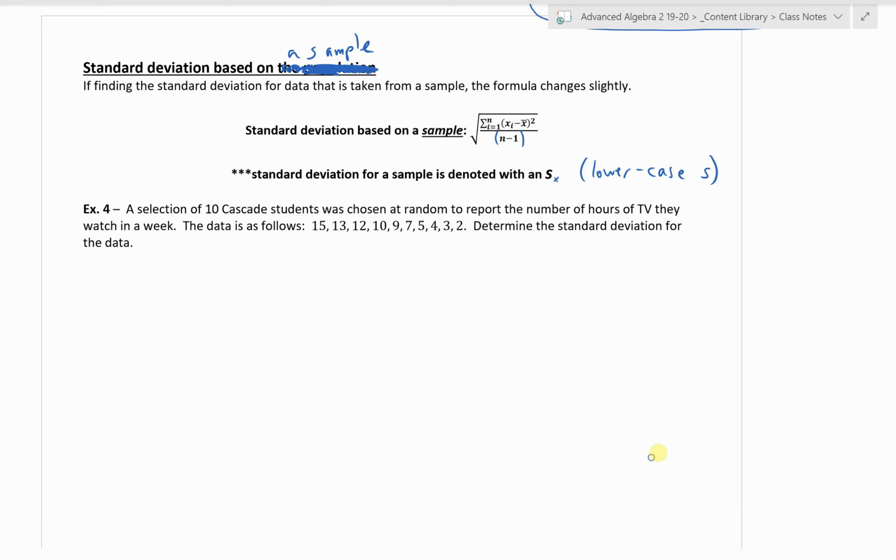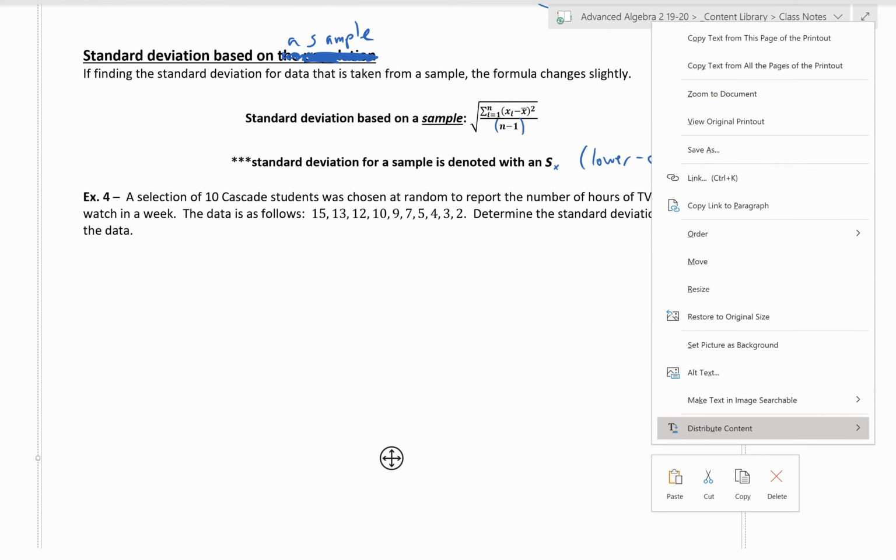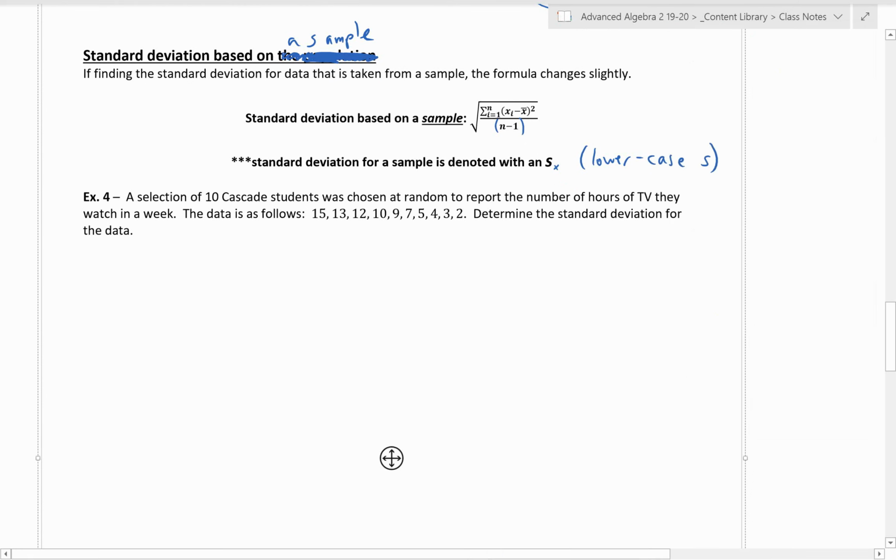So let's go ahead and find standard deviation for a sample. It's going to be all the same computations as we have done in the previous examples, but instead of dividing by n, we divide by n minus 1. Suppose we had a selection of 10 Cascade students who were chosen at random to report the number of hours of TV they watch in a week. The data is as follows. And we want to determine the standard deviation of the data. So 10 students is obviously not the population of Cascade students. It's clearly a sample. So we're going to be using our sample formula. But the process is going to work the same as it has for all the other problems that we've been doing.